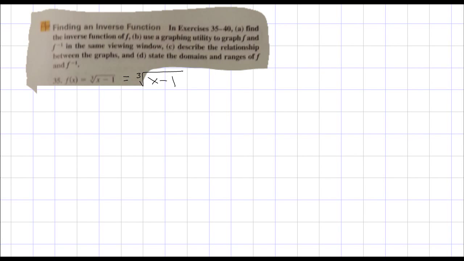For number 35, we have to find the inverse function. So again, I'm going to write y equals cube root of x minus 1. I'm going to say y instead of f of x. Interchange the x and y.